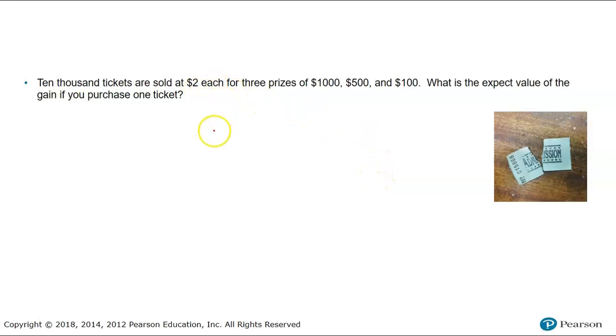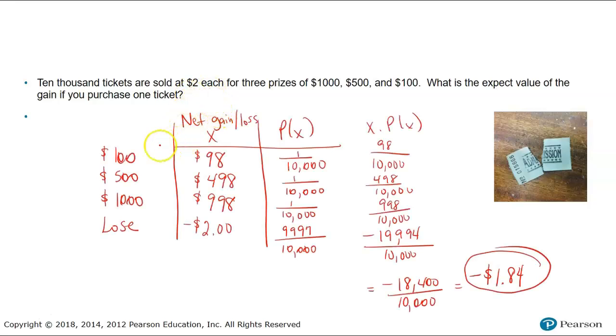Okay, 10,000 tickets are sold at $2 each for 3 prizes. What's the expected value of the gain if you purchase 1 ticket? Okay, looking at this one, if we set this up, you could either win $100, you could win 500, you could win 1,000, or you could lose. So you would set up your net gain or loss to indicate, how paying $2 for each ticket, what you would expect to gain or lose.